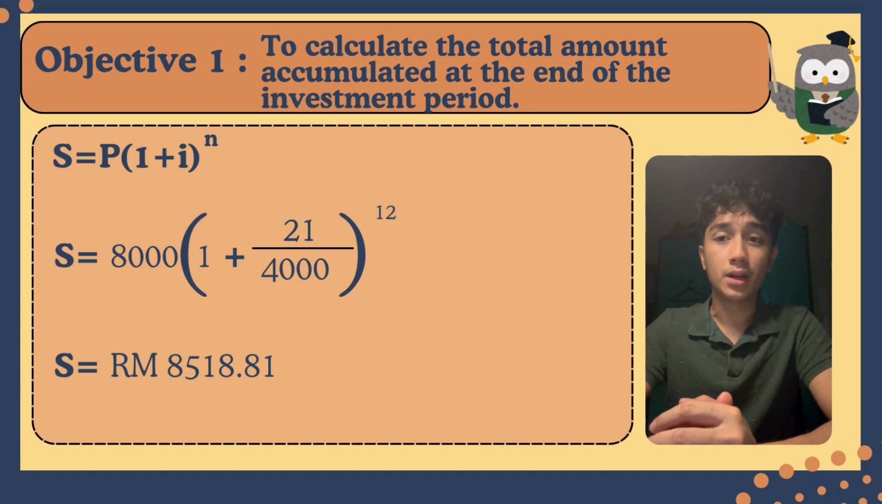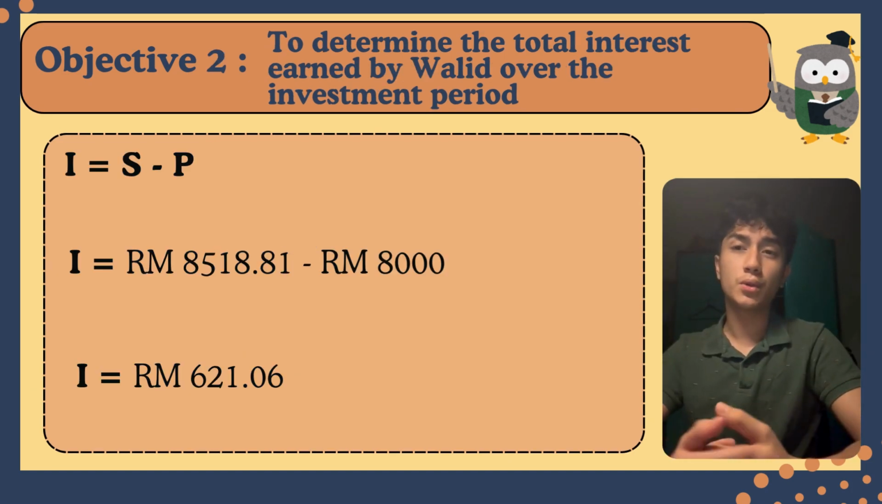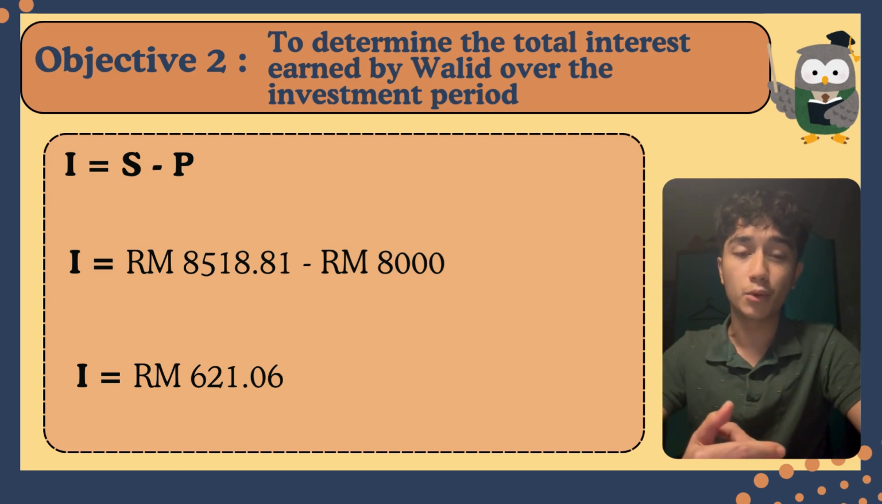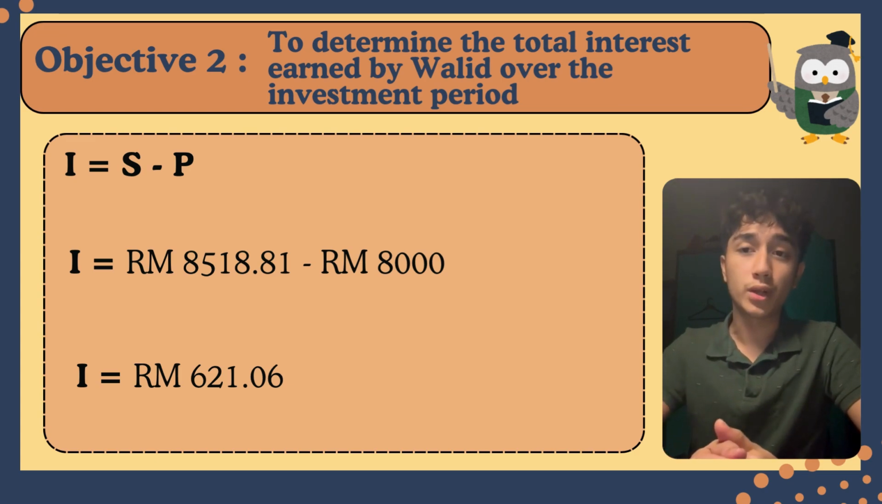S equals RM 8,518.81 cent. So objective 2 is that we need to determine the total interest earned by Wallet over the investment period. We can use the interest formula, which is I equals S minus P. So let's fill it up. I equals RM 8,518.81 cent minus RM 8,000, and then we can get the answer: I equals RM 621.06 cent.